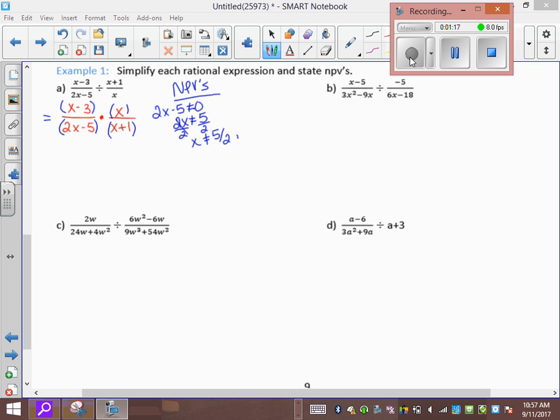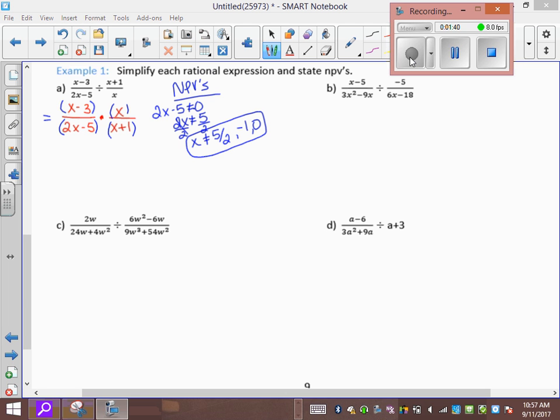x plus 1. What NPV do I get for that? Minus 1, because minus 1 plus 1 is 0. So you get negative 1. And then the x on the top gets you 0. So these are your 3 NPVs. Please, for the 2x minus 5, do the work for it. Don't try and do it in your head and then give me 2 over 5 instead of 5 over 2, which happens all the time.